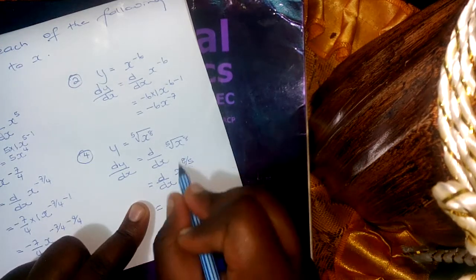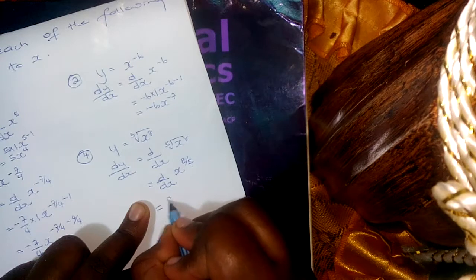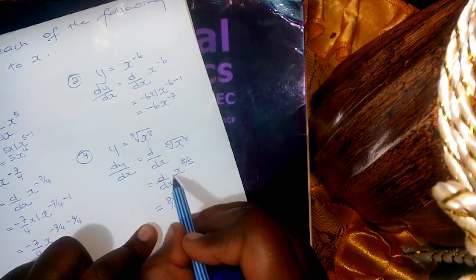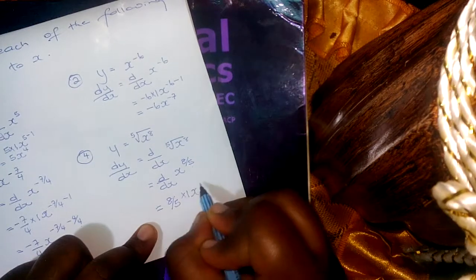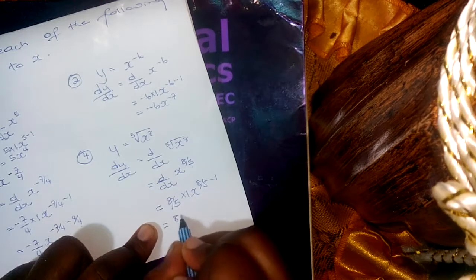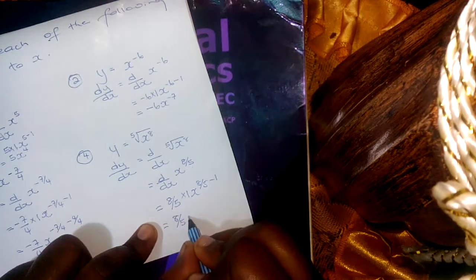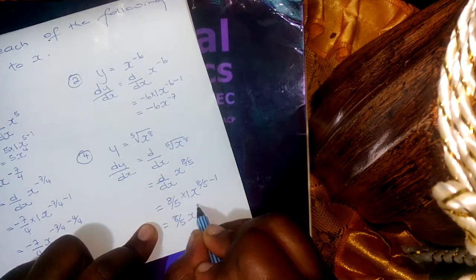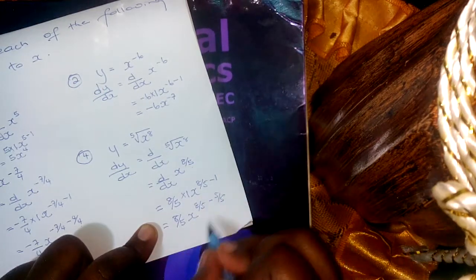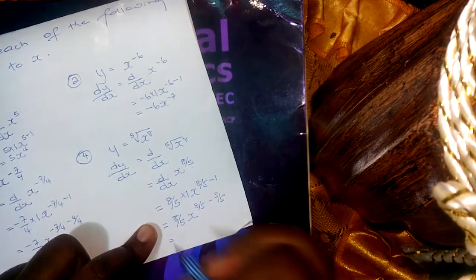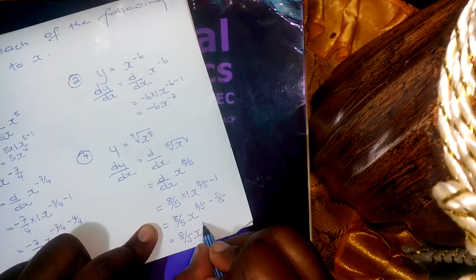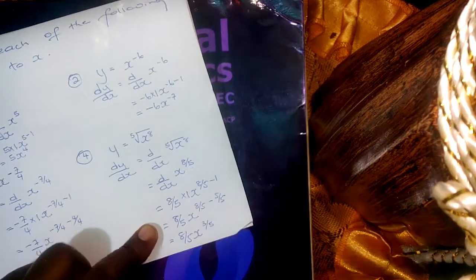So I differentiate that. The power would multiply the coefficient of x, which would be just 1. Subtract 1 from it, which will give me 8 over 5 x to the 8 over 5 minus 5 over 5. Change out the 1 to 5 over 5, which is the same thing. So it is 8 over 5 x to the 3 over 5.